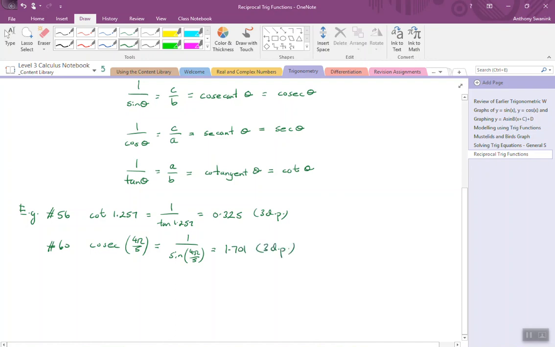Okay, so how do you evaluate those cotan, cosec, and secant values? Simply convert them into the equivalent tangent ones and plug that into your calculator.